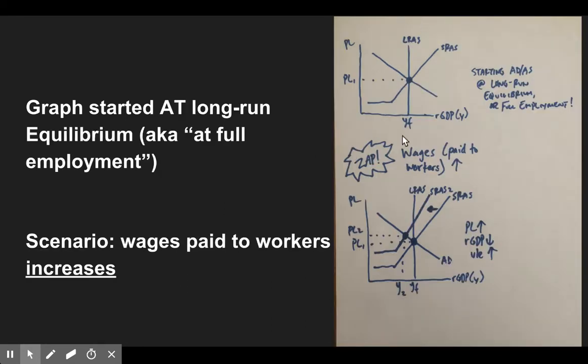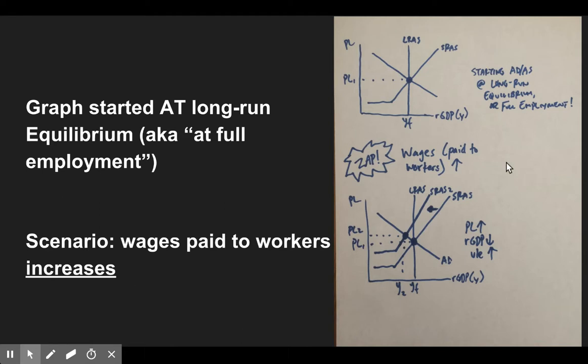So, new scenario. Here, we're starting at long run equilibrium, or at full employment, because again, all three curves intersect. There's our production at full employment. We have our current price level at equilibrium. Then we have ZAP: wages, or what you pay your workers, increase.